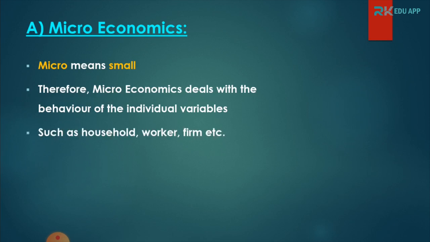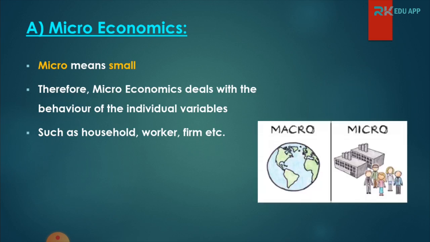Examples of microeconomics or individual variables are household, worker, firm, etc. There are a lot of them: industry, individual, and so on. Now, see, if you clearly want to understand the difference between micro and macro, it is visible in this picture.